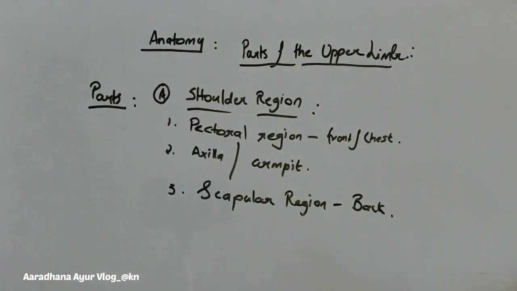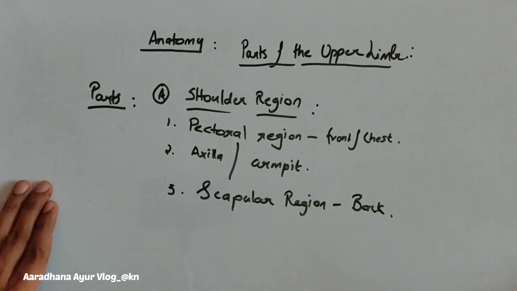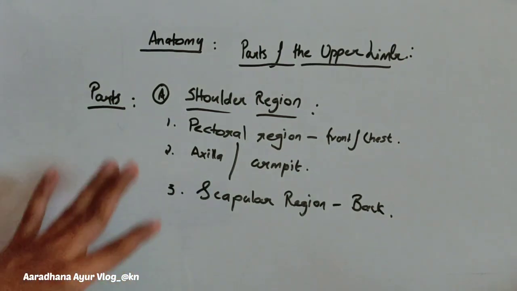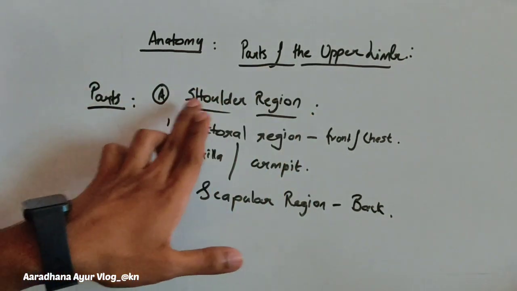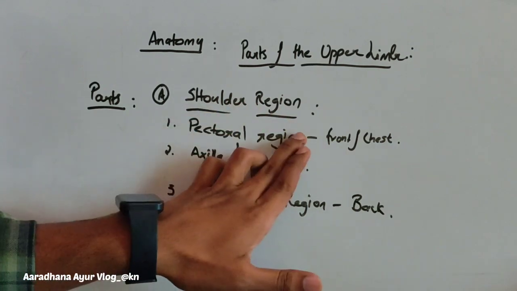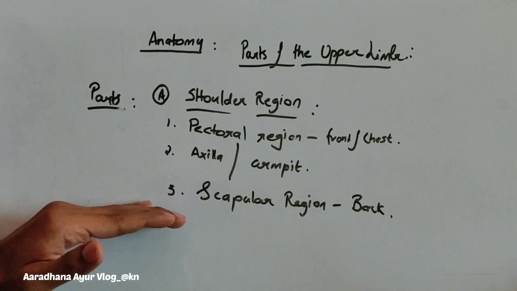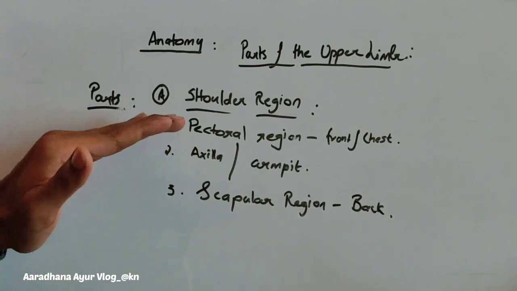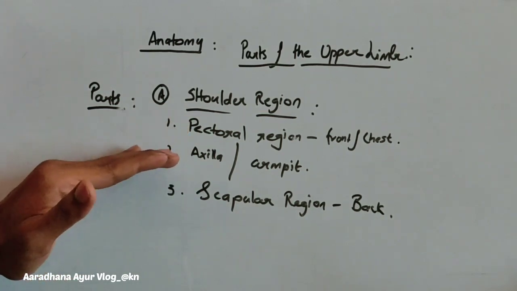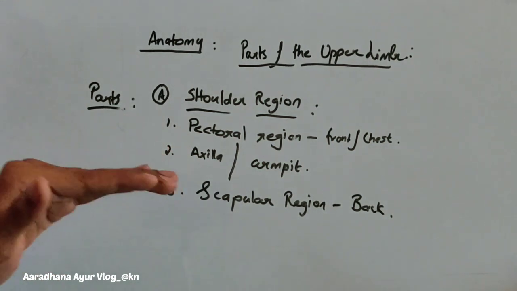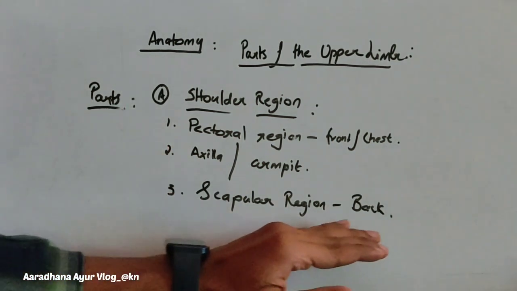So before going deeply into the parts of the upper limb, we divided the parts into 3 to 4. The first one is the shoulder region, as you have seen on the board, and in that only subdivisions come. The shoulder region is divided into three: the pectoral region, which is in front of the chest, the axillary region, which we commonly call the armpit, and the third one, the scapular region, which is on the back.